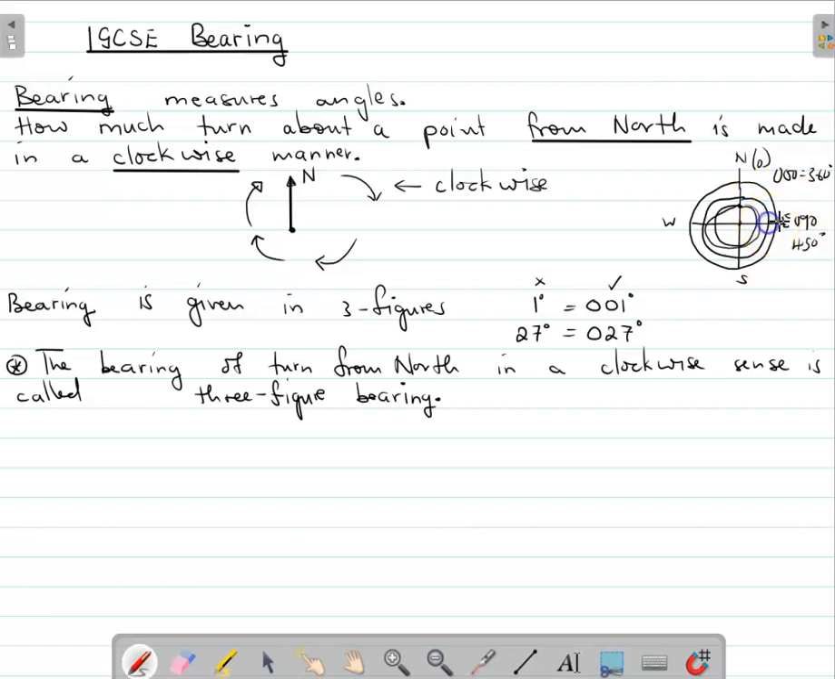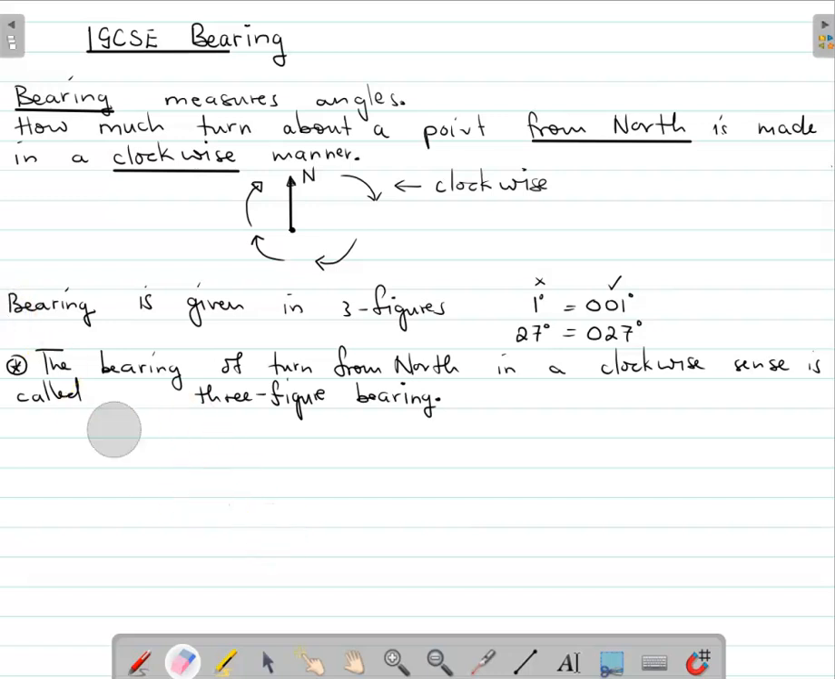Or what it practically means is you'll be facing the same direction from north. That's what technically it means. Alright, so we will not complicate it. Let's just keep things simple. So bearing should be given in 3 figures, or it should be given as 3-figure bearings.